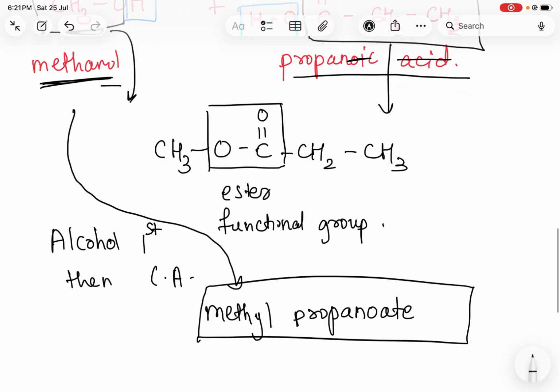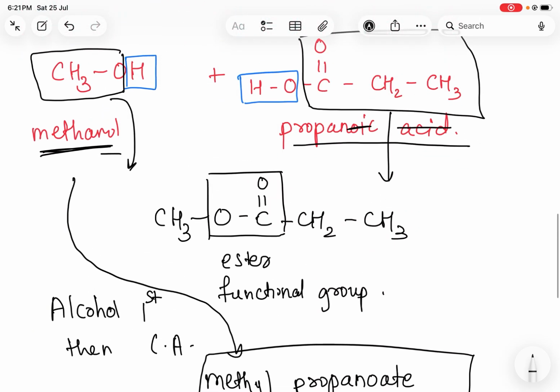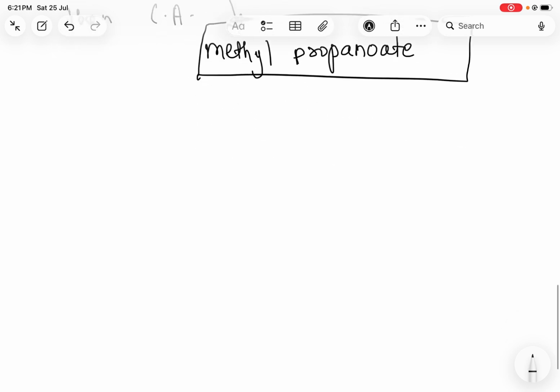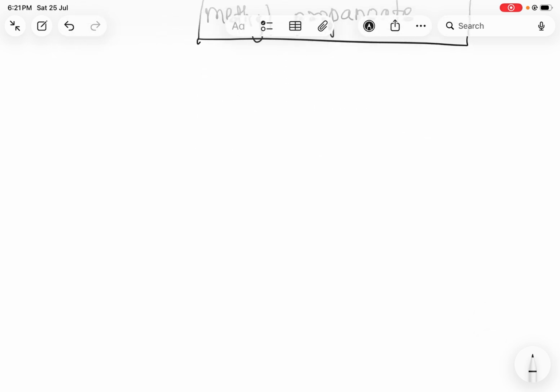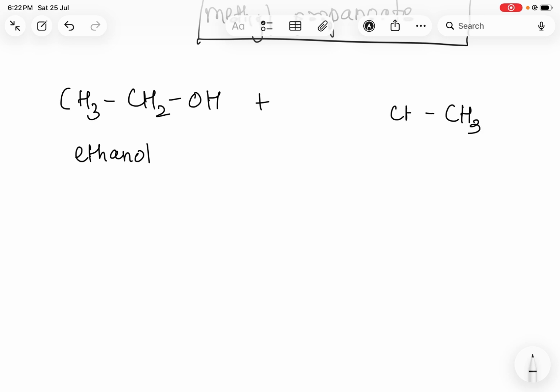Let's take one more example. This time I will take ethanol as an alcohol. So the alcohol I will take here is CH3, CH2, OH, that is ethanol, plus propanoic acid only I will take, which is CH3, CH2, C double bond O, OH, which is propanoic acid.